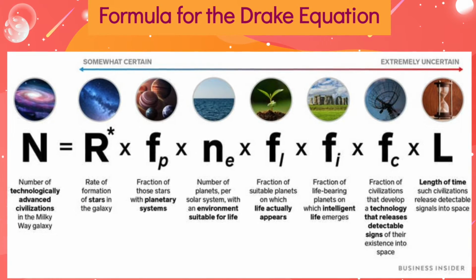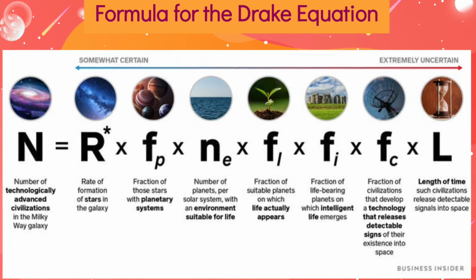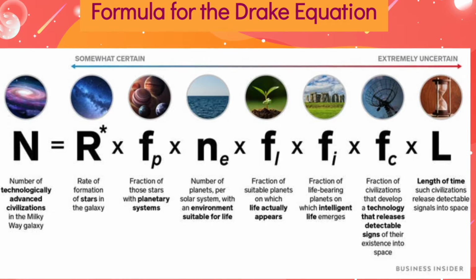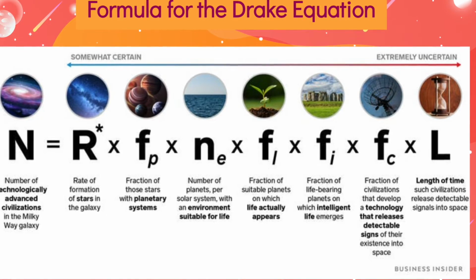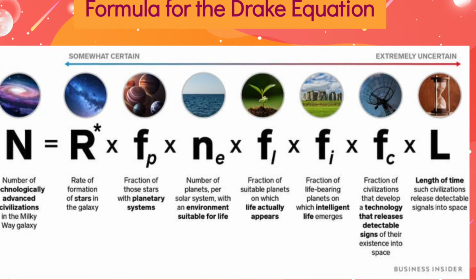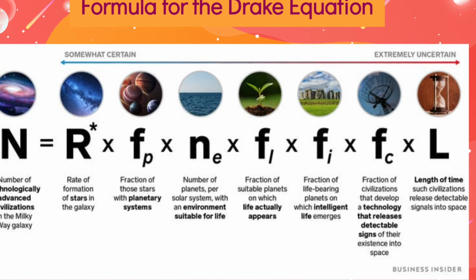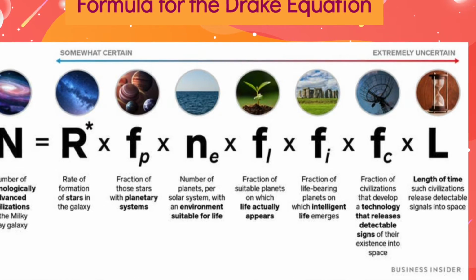And then you have to multiply that by the fraction of those stars with planetary systems, and that's multiplied by the number of planets per solar system that have an environment suitable for life. Because after all, if alien life emerges, it's most likely going to be on a planet that has an environment suitable to life. And that's multiplied by the fraction of suitable planets on which life actually appears.